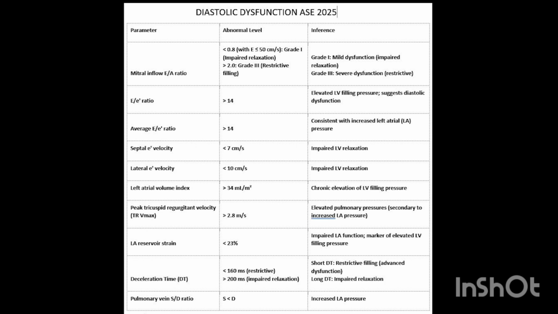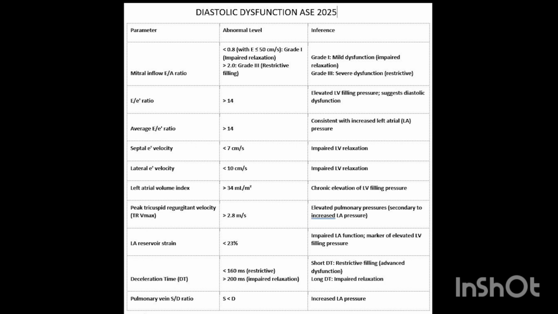The peak tricuspid velocity of greater than 2.8 suggests elevated pulmonary pressure and left atrial pressure. The three new criteria that have been added are left atrial reservoir strain, just like we do strain for the left ventricle. If it's less than 23, it suggests impaired left atrial function, a marker of elevated left ventricular filling pressure.